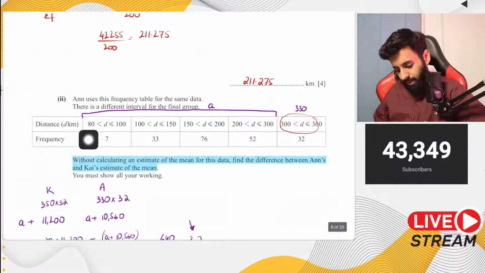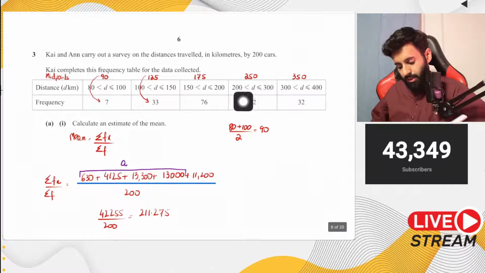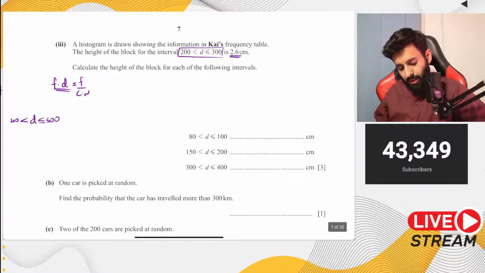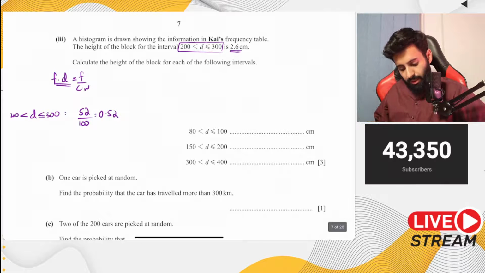Let's have a look. So that's 52. And what's the class width? Class width is 100. So for 200 to 300, it is 52 divided by 100, which is equal to 0.52. Okay. Now let's work out the frequency density for the other intervals as well.